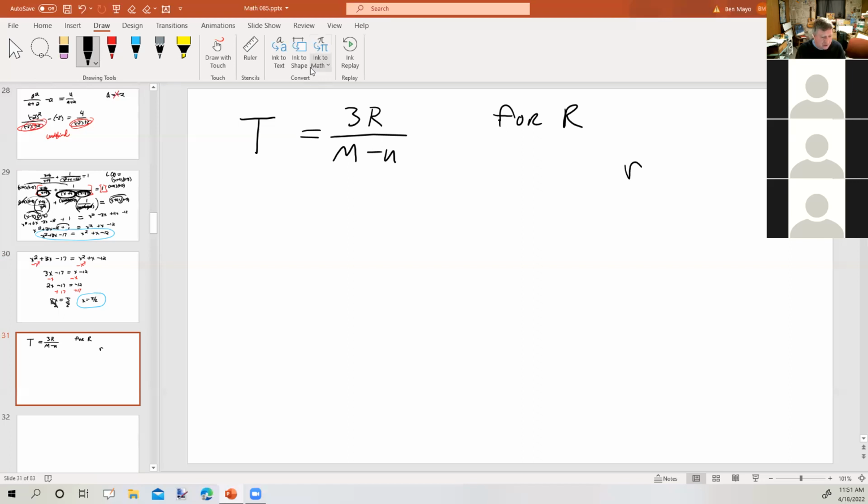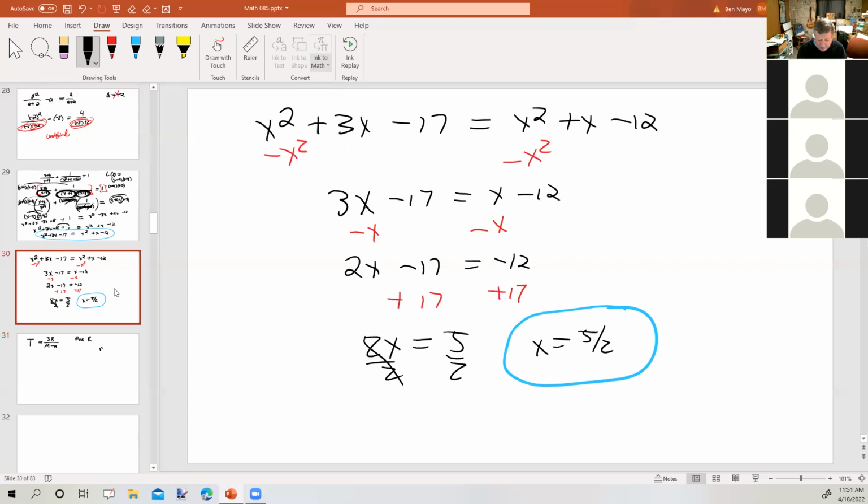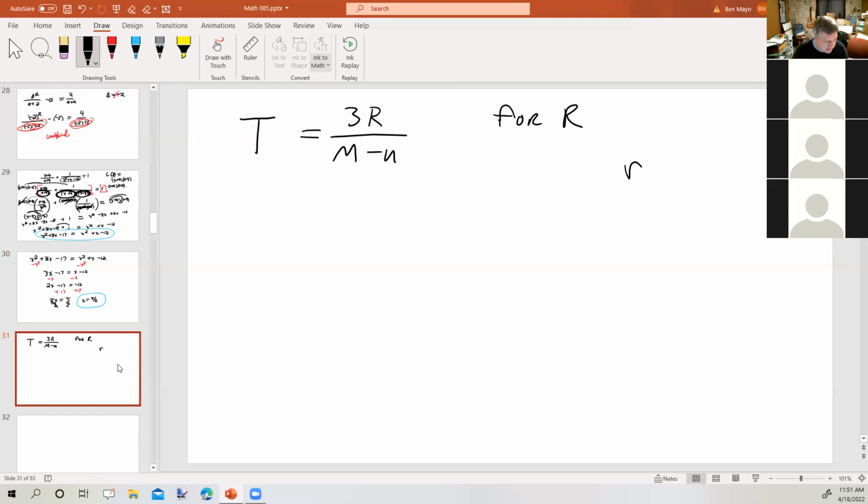And this is true for other problems as well. I've had students who had a problem like this, but they used a capital X instead of a lowercase x, and so it marked it wrong. So get used to keeping the same case. All right. So back to this. I'm going to solve for capital R.